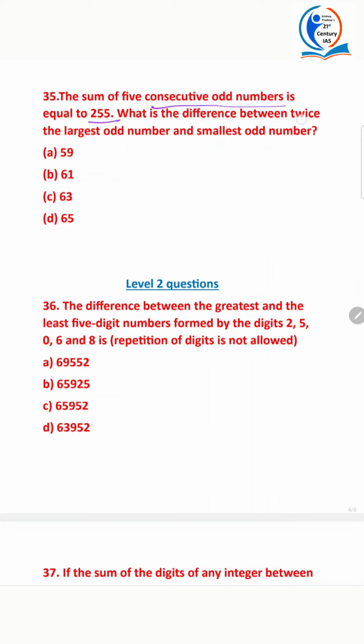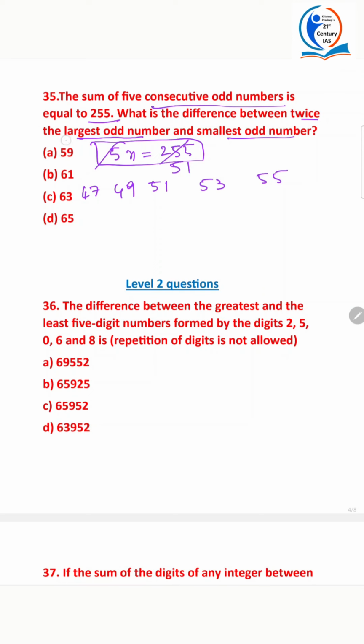What is the difference between twice the largest odd number and smallest odd number? Again, the same thing. 5n is equal to 255 and 5 5s are 25, 5 1s are 5. So the numbers would be what? 51, 53, 55, 49 and 47. Okay. After solving 4 problems, we will be able to directly write this step. Okay.